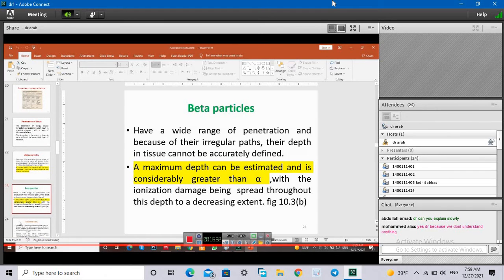Okay. After that, I spoke about beta particle penetration.